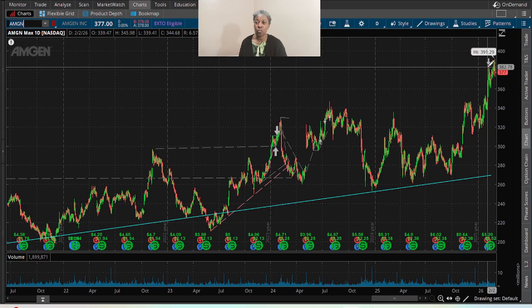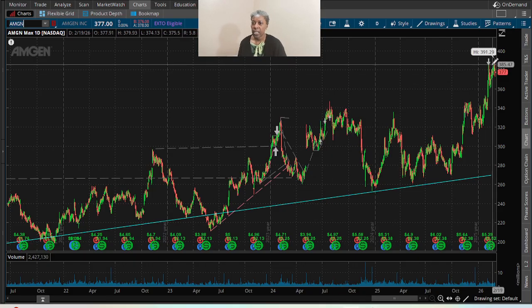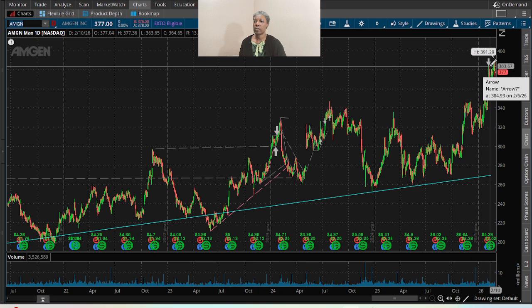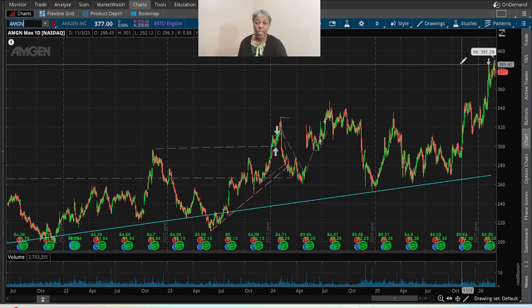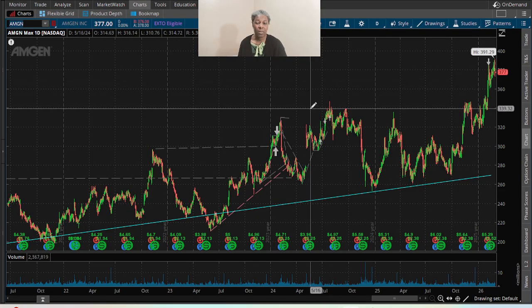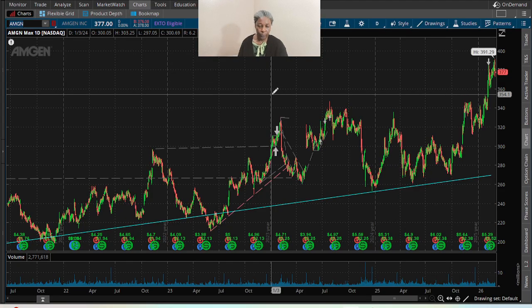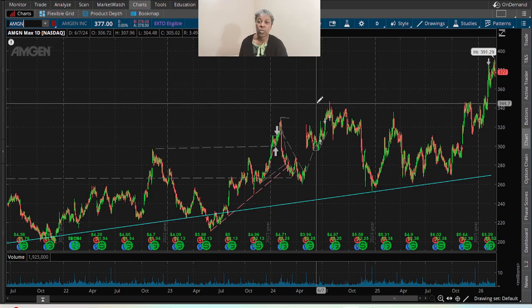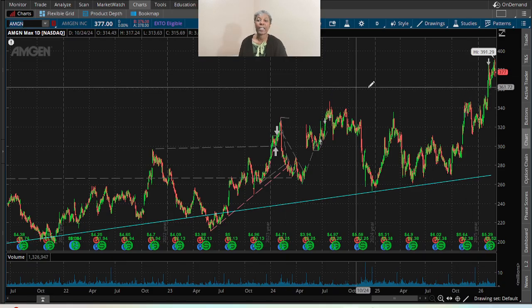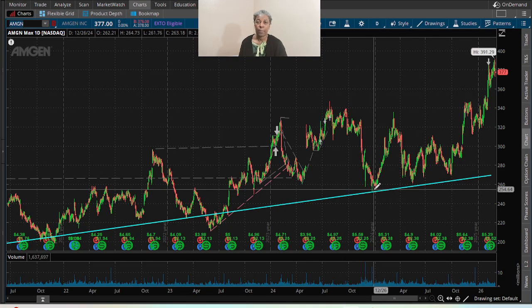So, where I got out of the trade compared to where I entered: 333 or so, and 383 or so. You can see the difference in price, about $20 profit per share. It was good enough, and I got out of it, so I locked in some profits, even though I didn't start right at the value line here.